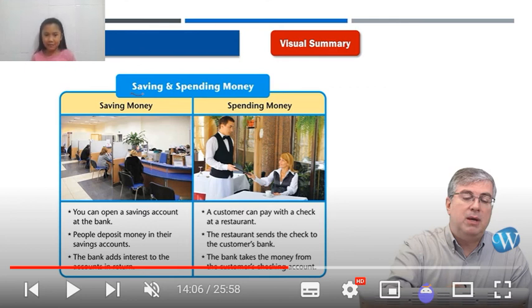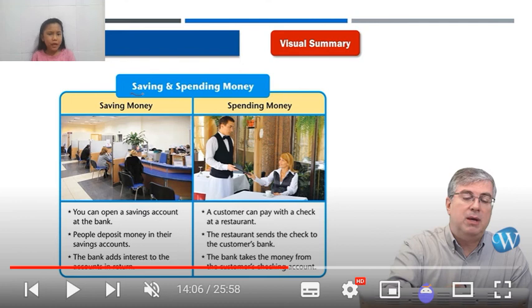Okay, and how can you spend money? A customer can pay with a check at a restaurant. The restaurant sends the checks to the customer's bank, and the bank takes the money from the customer's checking account. But this just happens in England and some countries like America. It doesn't happen in all places.